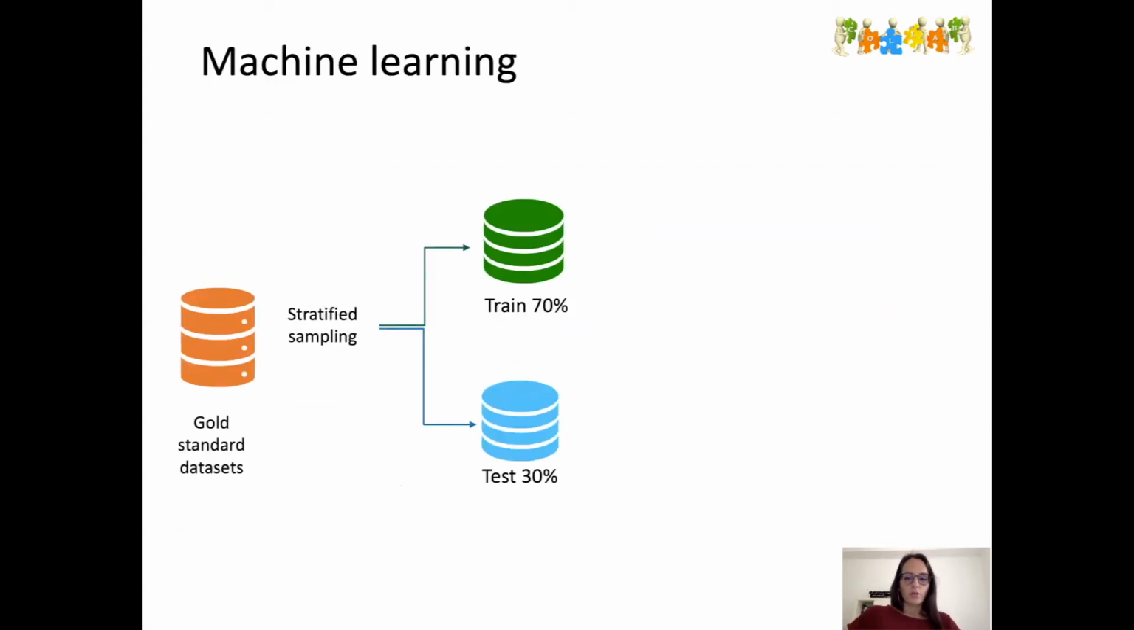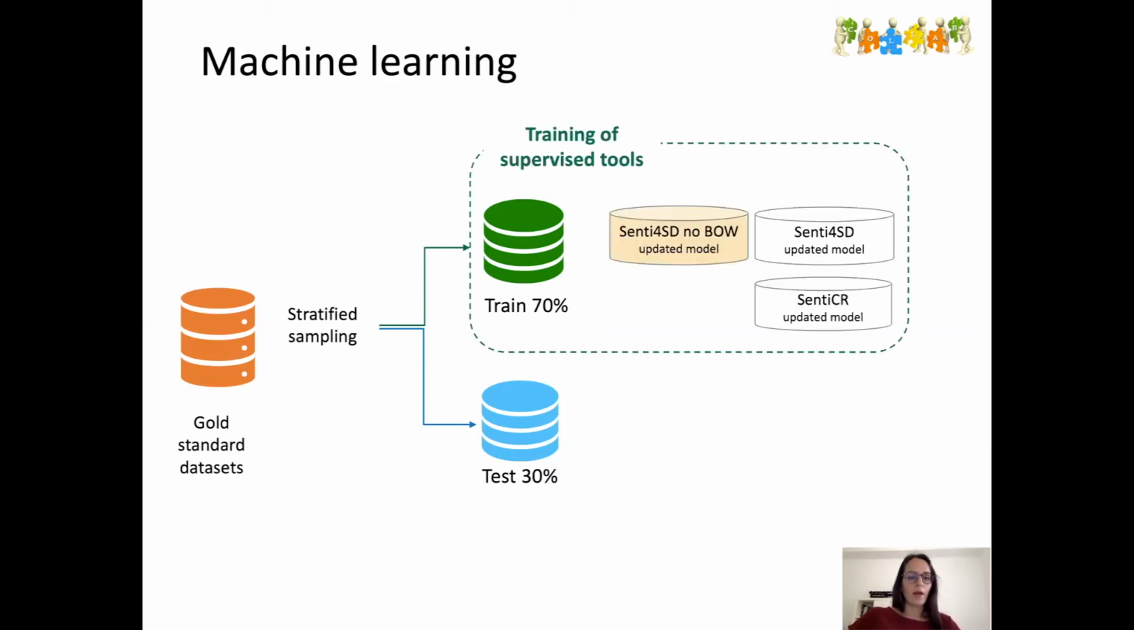So for retraining the supervised tools, we applied stratified sampling to the gold standard dataset, which we split into train 70% and test 30%. We used the train set to retrain the supervised tools, and in particular for Senti4SD, we also trained a little variation of the original configuration because Senti4SD enables customization of the feature set. It includes lexicon-based, so dictionary-based features, semantic features, and bag of words, in particular unigrams and bigrams.